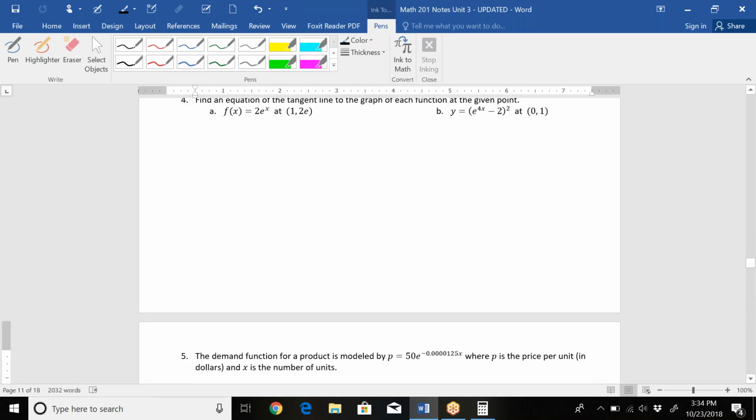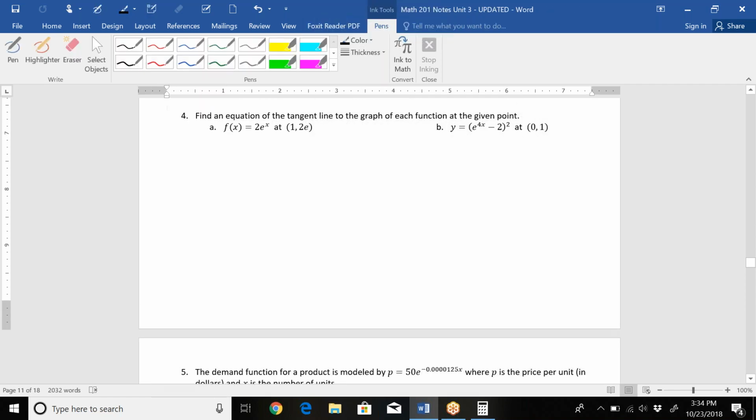Okay, for number 4, we need to find the equation of the tangent line for the described function and the point. So first thing, we're going to take the derivative of this. So f prime of x equals 2e to the x, and the derivative of the x is just going to be 1, so it's itself. And then we would plug in 1. Remember to find the actual slope. So f prime of 1 is 2e to the first, so it's just 2e. So my slope actually has the e in it, which is okay.